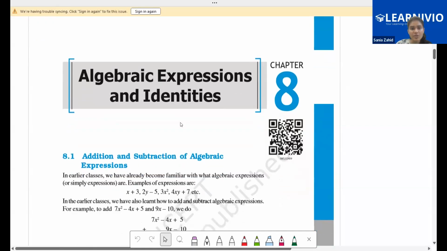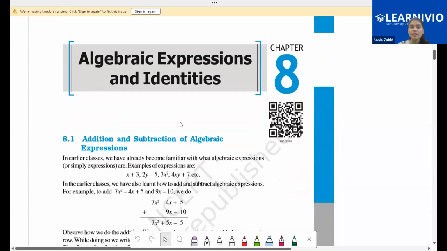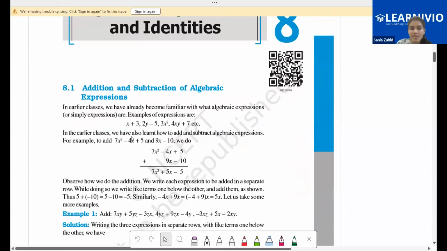So children, algebraic expressions and identities. Algebraic expressions are expressions which involve numbers as well as letters. The numbers can be in the form of coefficients or constants, and the letters are the variables. For example, I have x plus 3, 2y minus 5. These are algebraic expressions. What is x over here? It's a variable. What is 3? That's a constant. Now in 2y minus 5, I have two terms again. 2y is the variable term and minus 5 is the constant, right?